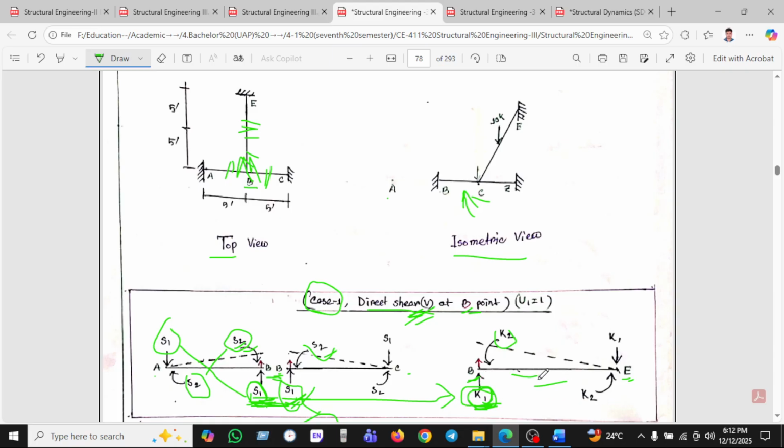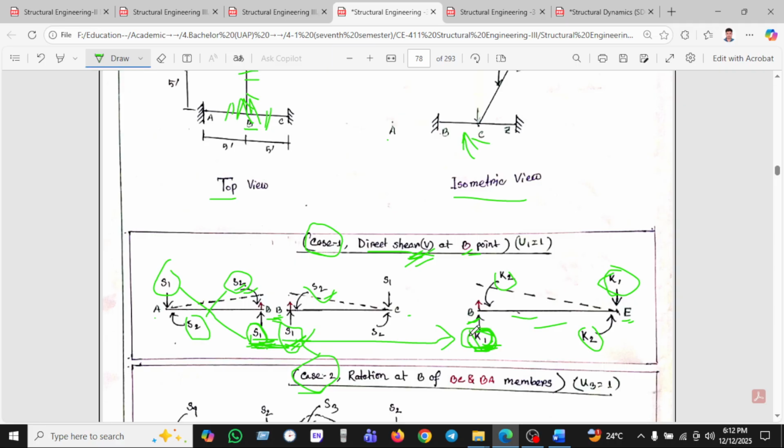The same as it is, K1 is here, so K2 will be in the opposite direction, and K1 will be opposite, and K opposite will be K2. Okay, so what is the value of K1, K2, K3? It is nothing but S1, S2, S3.